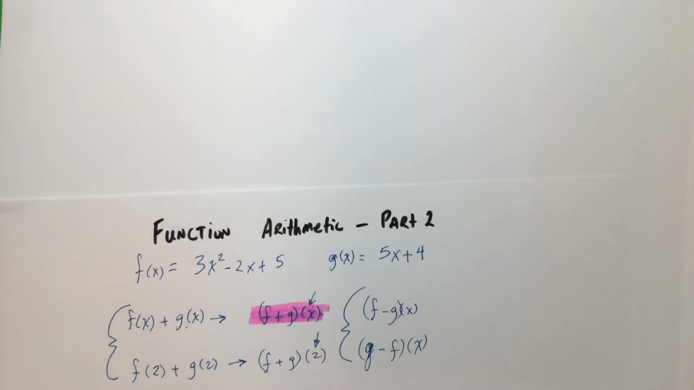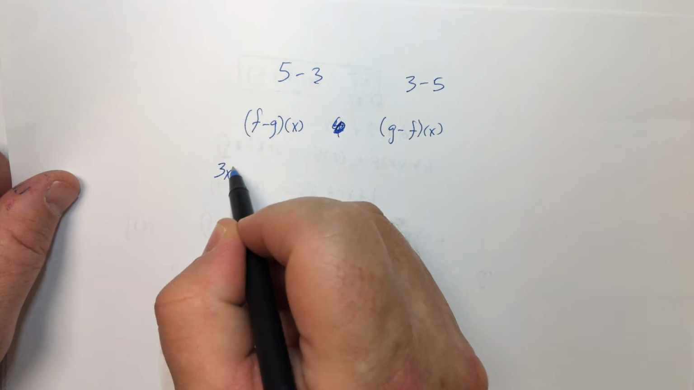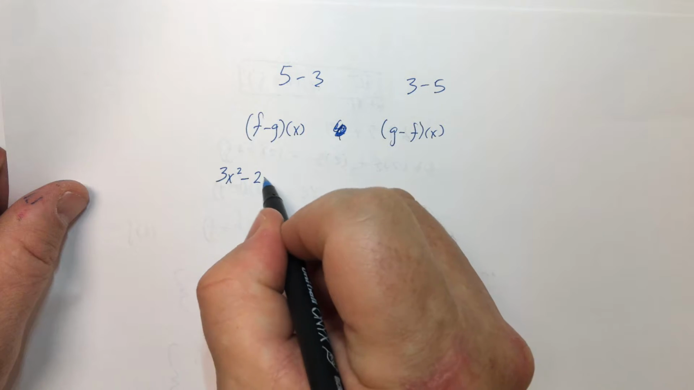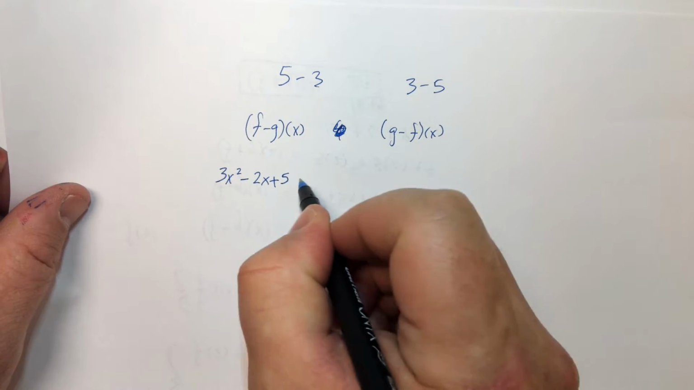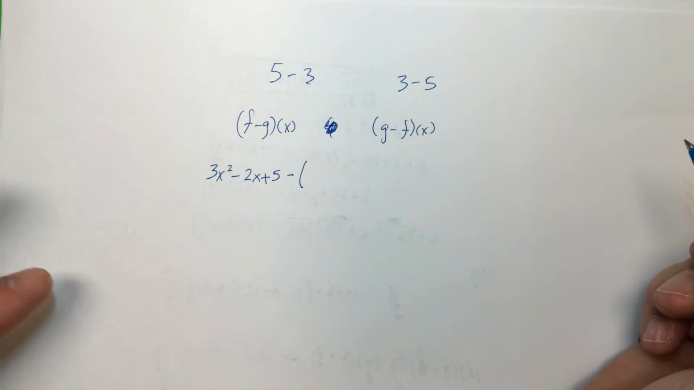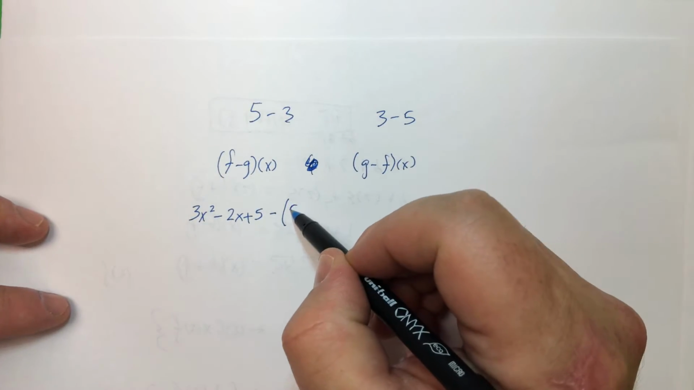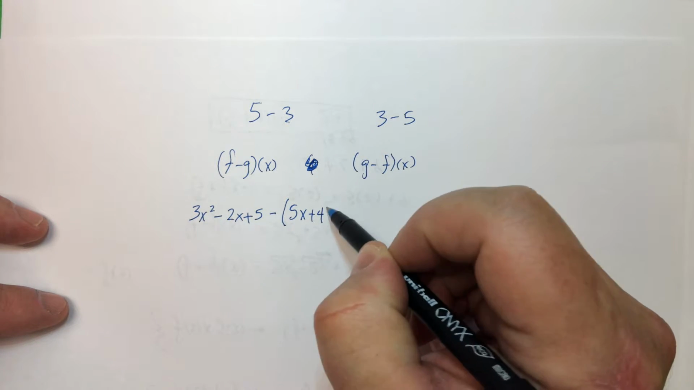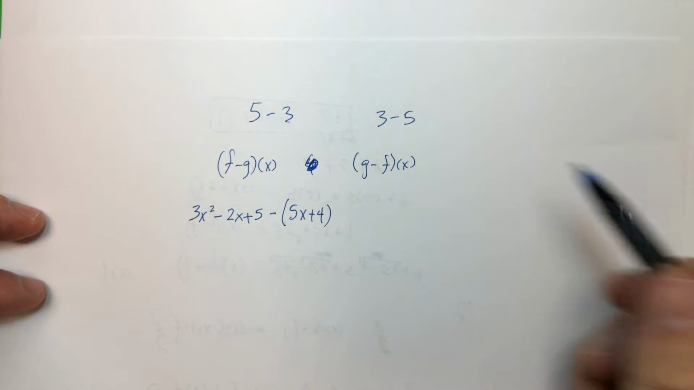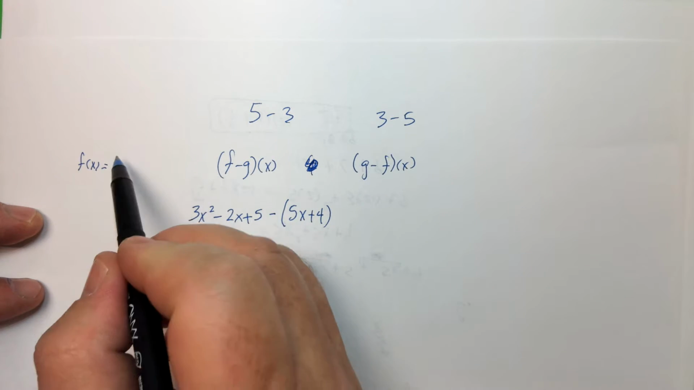What was f of x? 3x squared. So this is going to be 3x squared minus 2x plus 5. And then it's minus, and then we need parentheses, because we're subtracting the whole thing. If you don't put parentheses, then all you're going to end up doing is subtracting the 5x. Okay, so maybe I'll write them over here, just so we have them still.